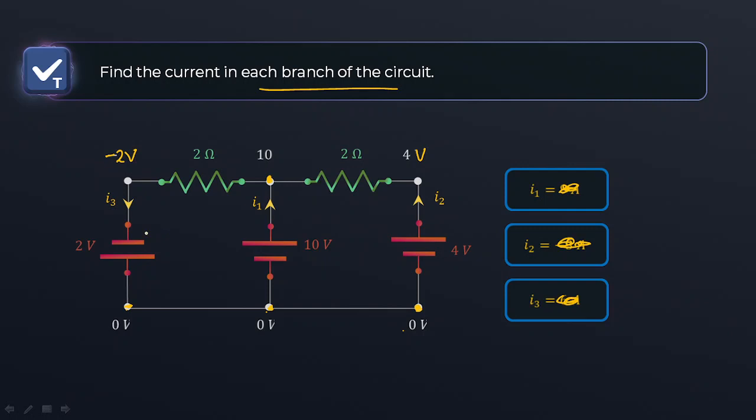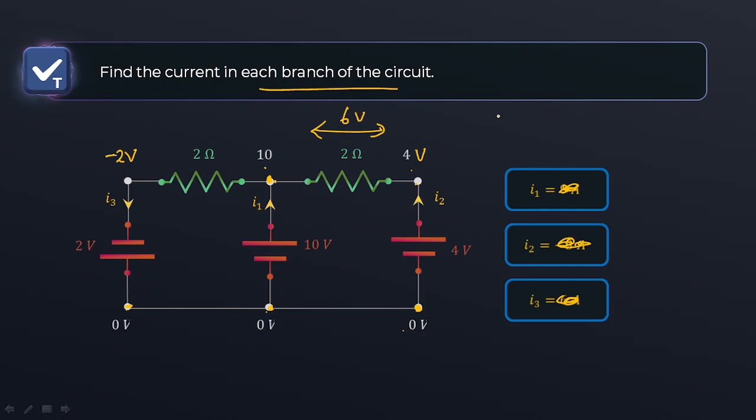Now if I want to write I1, I2 and I3, what I can do is just move in the circuit. So when we move from here to here, the potential drop is how much, 4, 10. So this potential drop will be how much, 6 volt.